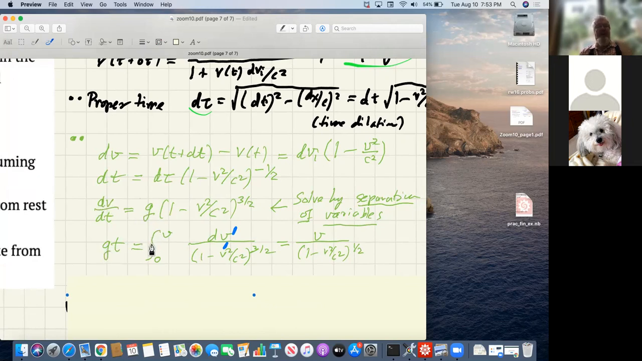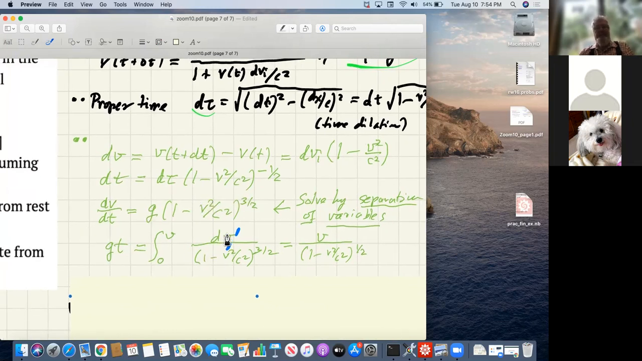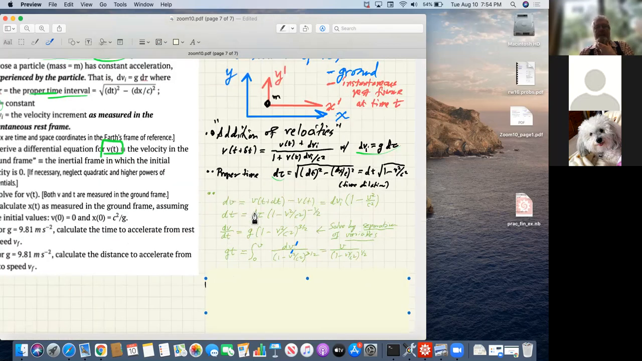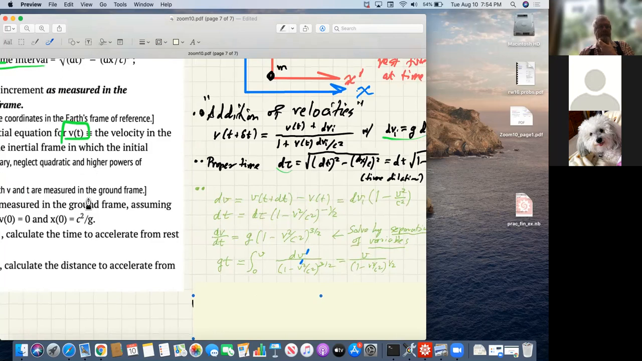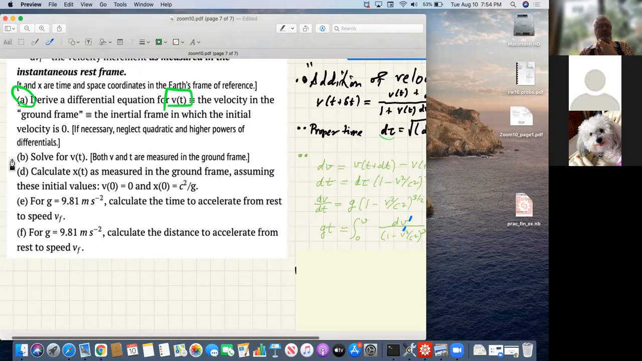On the other side, you'll have the integral dv over (1 minus v squared over c squared) to the 3/2 in the denominator. Well, we better not call that v because v is the endpoint of the integral. Let's call it v prime. So I'll have the integral dv prime over (1 minus v prime squared over c squared) to the 3/2 power. Well, that's an elementary integral. That's v over the square root of 1 minus v squared over c squared. And that's equal to g times t. So that pretty much solves part B of the problem.